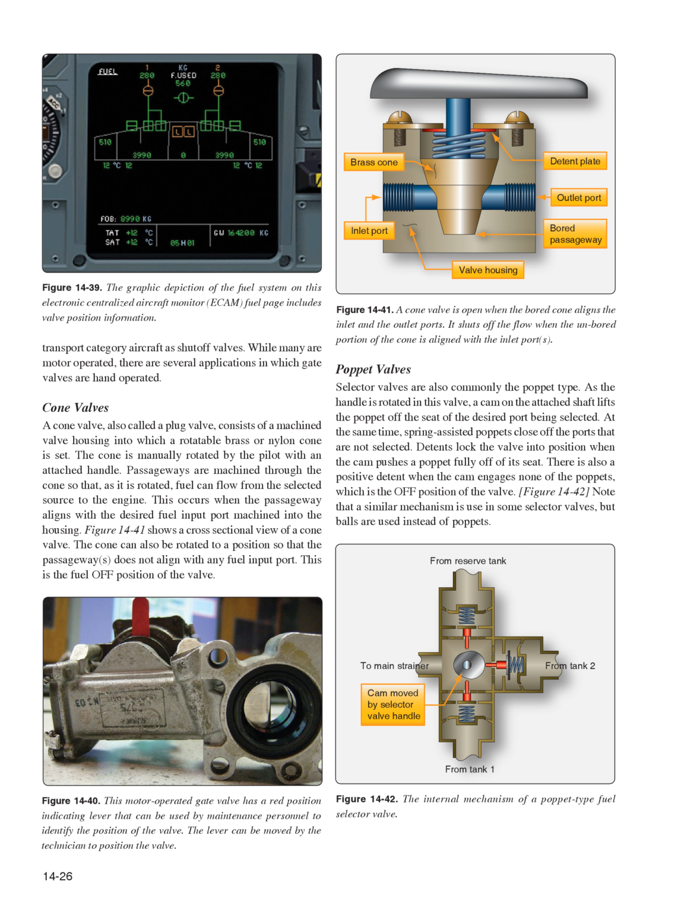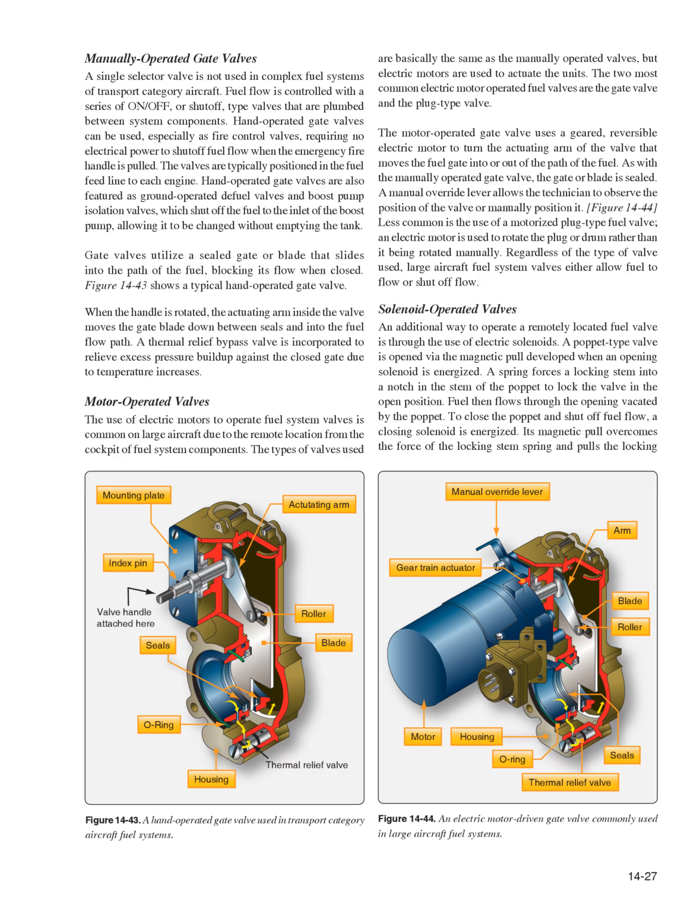Poppet valve. Selector valves are also commonly the poppet type. As the handle is rotated in this valve, a cam on the attached shaft lifts the poppet off the seat of the desired port being selected. At the same time, spring-assisted poppets close off the ports that are not selected. Detents lock the valve into position when the cam pushes a poppet fully off of its seat. There is also a positive detent when the cam engages none of the poppets, which is the off position of the valve. Figure 14-42. Note that a similar mechanism is used in some selector valves, but balls are used instead of poppets. Manually operated gate valves.